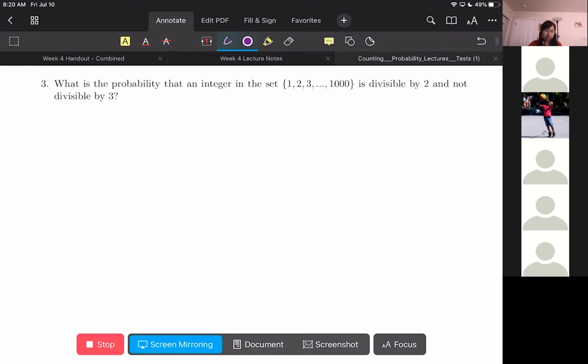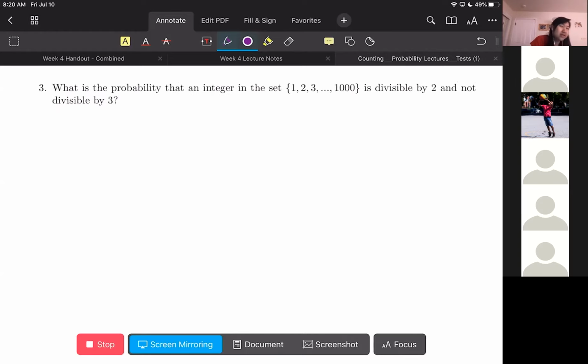You can divide 1,000 by 2 and subtract it from 1,000 divided by 6. Okay, so yeah, that's roughly what you want, one step that you want to do, but starting at the beginning, if we want to calculate the probability that a random integer that we pick is divisible by 2 and not by 3, let's say the integer we pick is in, let's call this S.